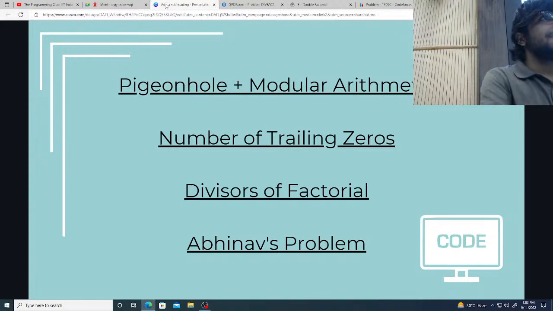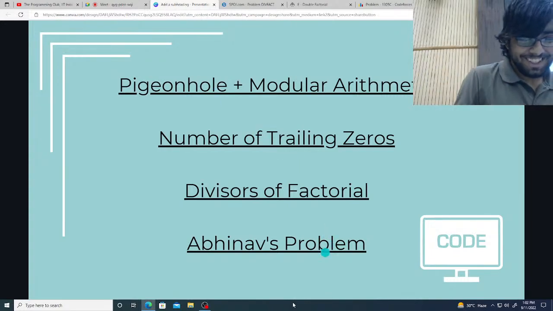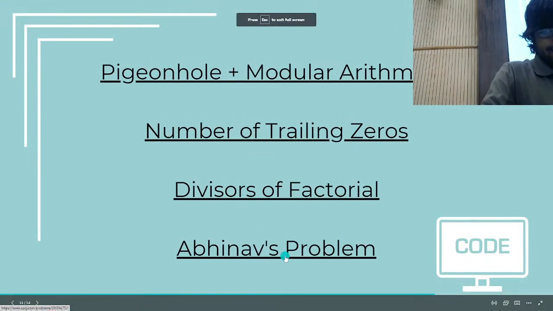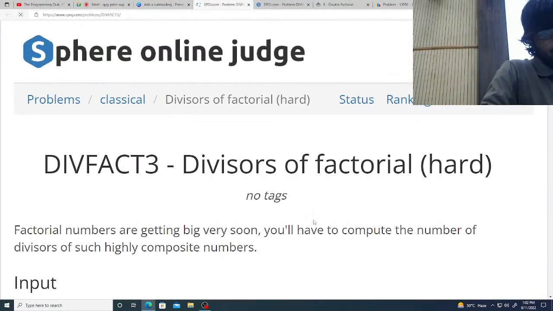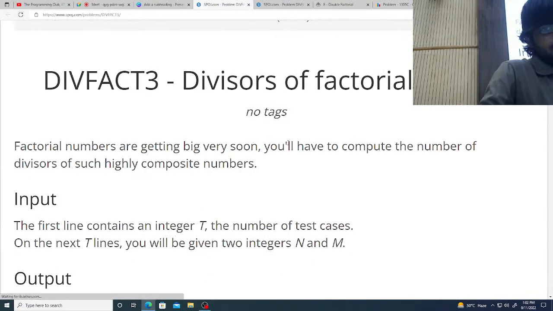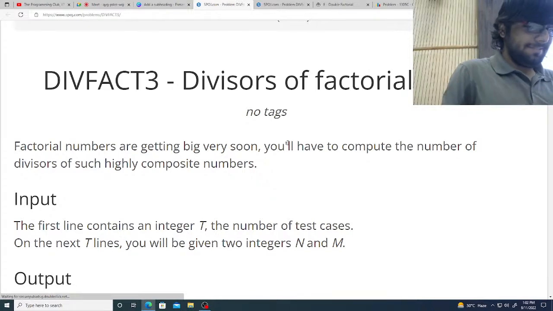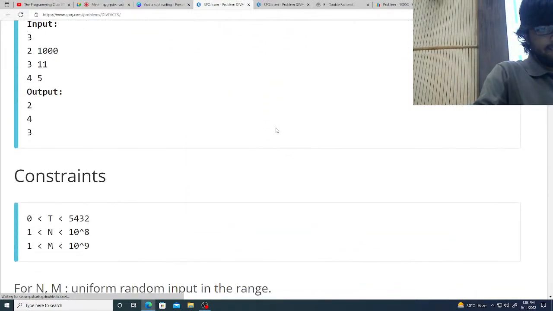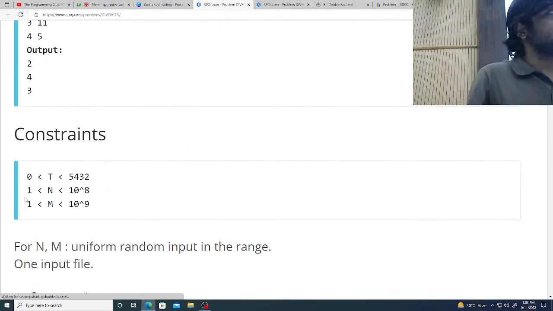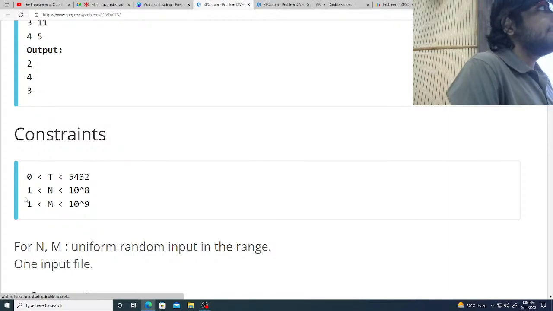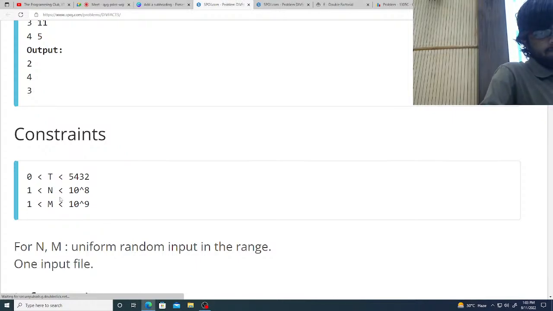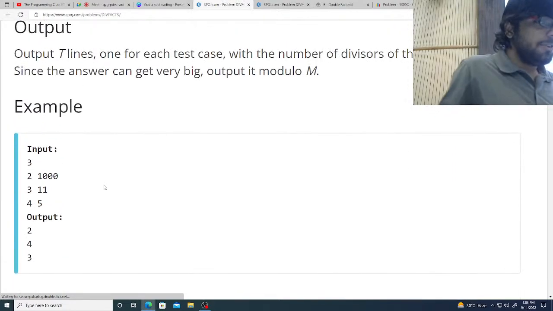So next problem is dedicated to my friend Abhinav. It's the problem where you have to compute the number of divisors of factorial. I guess it's the same. No, the constraints are quite different this time. The numbers are till the range 10 power 8, instead of last time when it was 5 lakhs or something. This time the numbers are quite great. So how do we do that now?